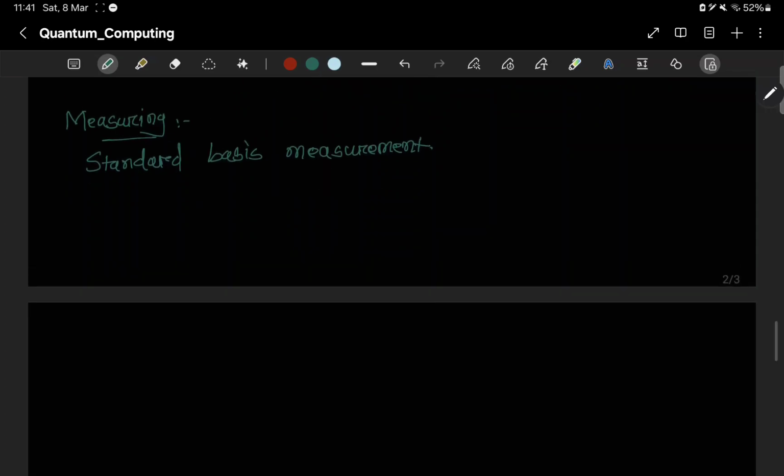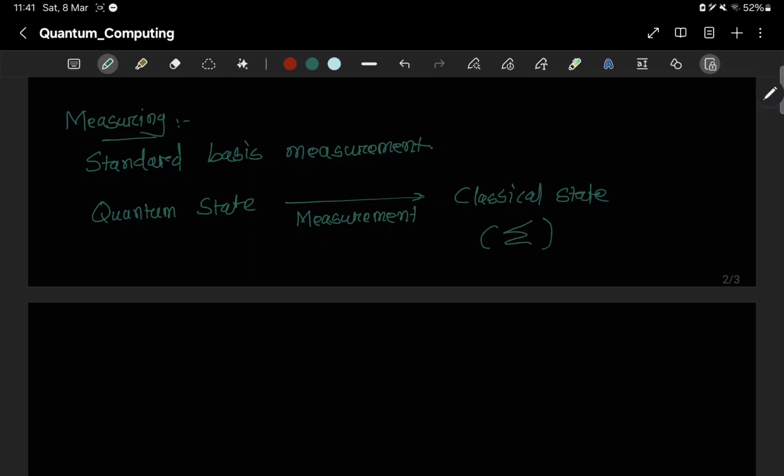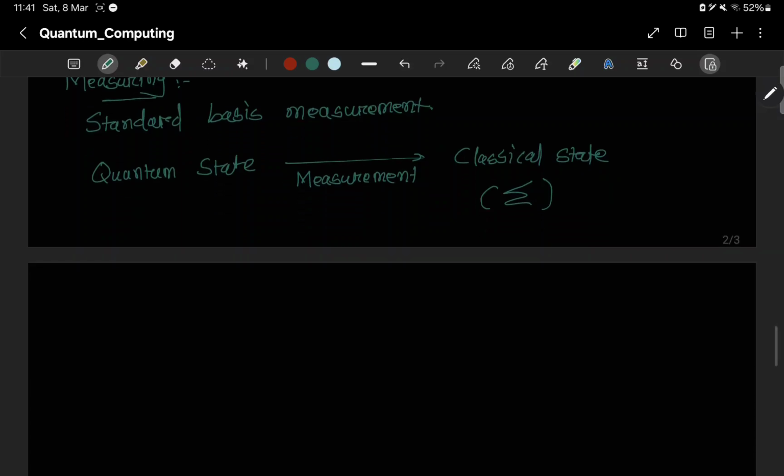So what is measurement? Let's say we have a quantum state and we are doing some measurement. This will give us some classical state from the set of possible classical states, right? So it will just give one of them, it will not give multiple of them. So a quantum state can be in a superposition of different classical states, but when we measure it, the quantum state collapses to one of the classical states.